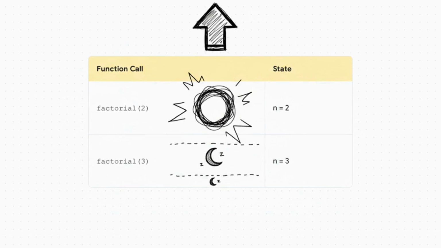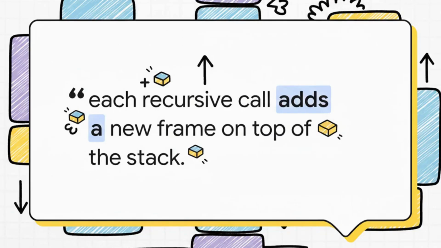See how factorial of 3 is still there? It's just waiting, patiently underneath. And that right there, that's the whole game. Every single time the function calls itself, another layer, another stack frame gets added on top. And each one has its own private workspace.